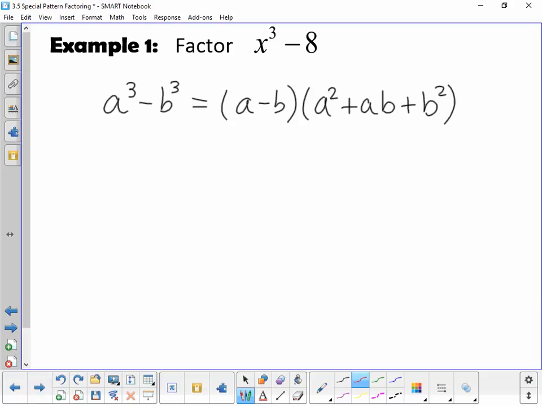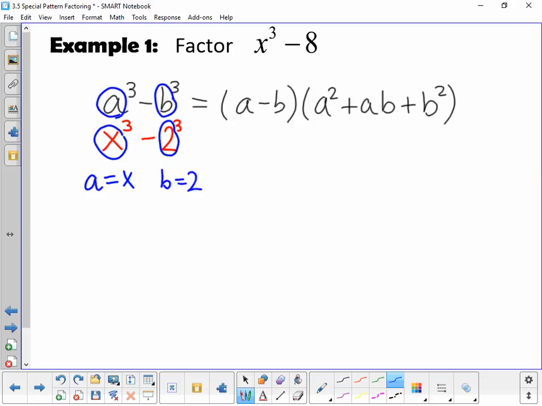And what we need to think about is what our A and B are. Well, we have x to the third minus 8, which is the same as x to the third minus 2 to the third. So if I write it that way, you might be able to see more easily that A is equal to x and B is equal to 2. B is not 8. That is probably the single most common error people make. B is whatever would be raised to the third power to give me 8 as the answer.